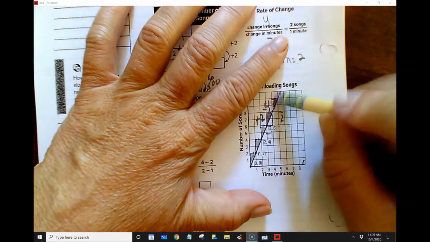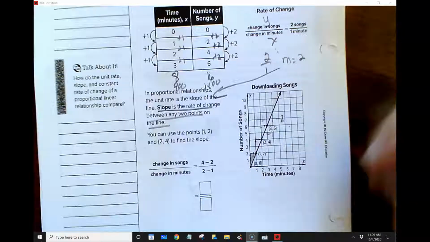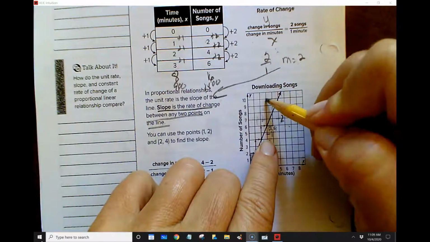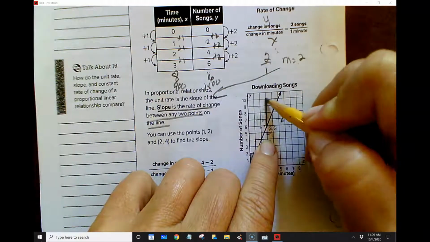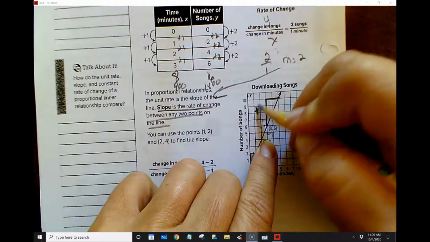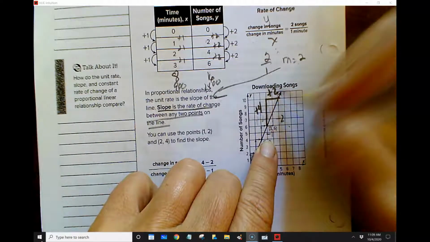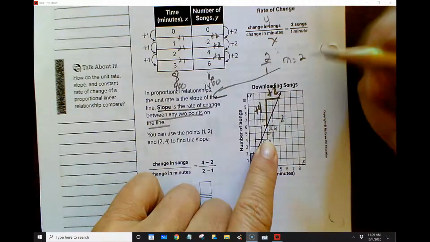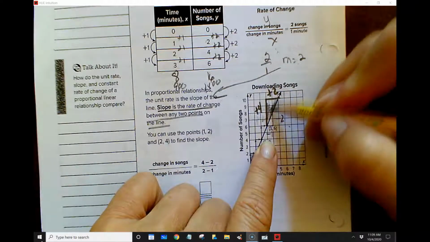Let's say, for example, I want to get really crazy. I'm going to go from here to here. I'm going to go up 1, 2, 3, 4, and right 2. Uh-oh. What's 4 divided by 2? It's still 2.